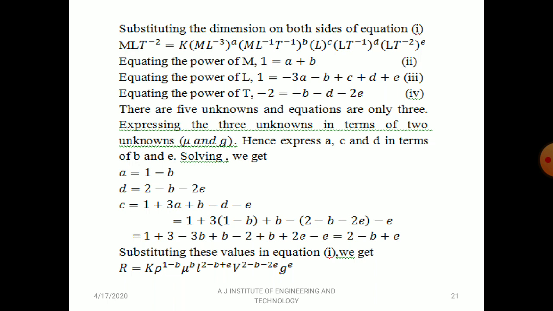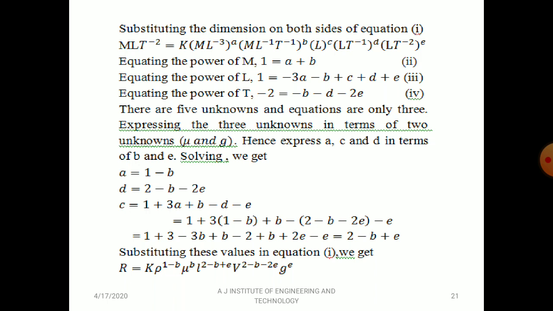Then similarly rewriting the third expression, I get the expression for c as 1 plus 3a plus b minus d minus z. Now we have values of a and d. So I can substitute here 1 plus 3 into 1 minus b plus b minus 2 in place of d: 2 minus b minus 2e minus z. Upon simplification, 1 plus 3 minus 3b plus b minus 2 plus b plus 2e minus z. So we get c equal to 2 minus b plus e. So that's the expression for c.